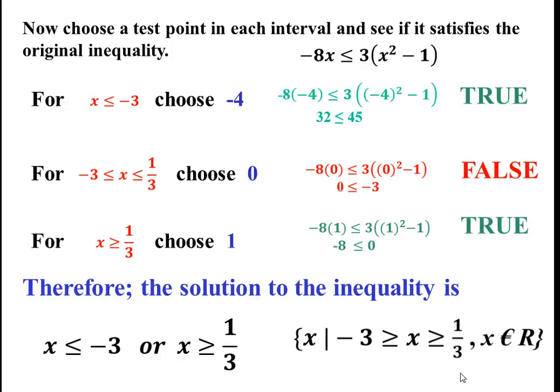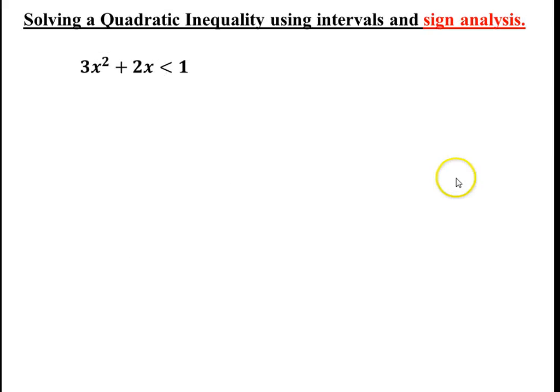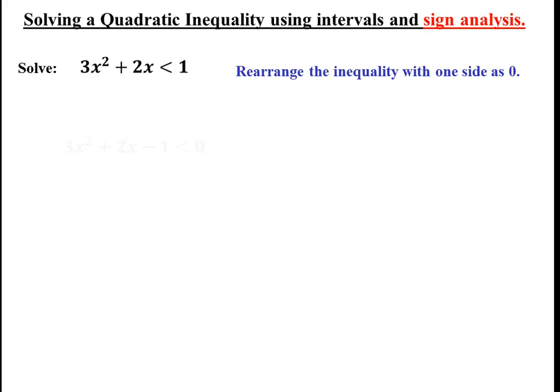There is yet a third method to solve inequalities if we want to use sign analysis. And we're talking about signs, we're talking about positive and negative signs now. So if you're asked to solve the inequality 3x squared plus 2x is less than 1, we're going to do the same thing we did for the test point method. We're going to set one side equal to 0. All right, so let's say 3x squared plus 2x minus 1 is less than 0.